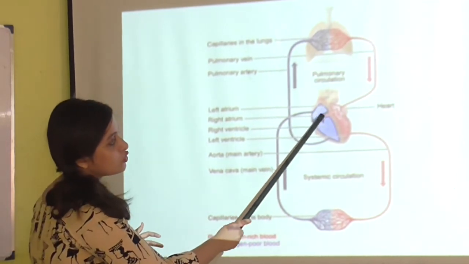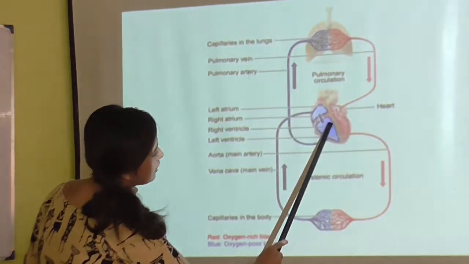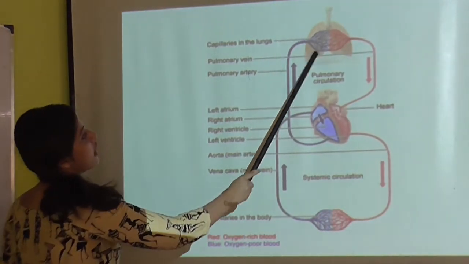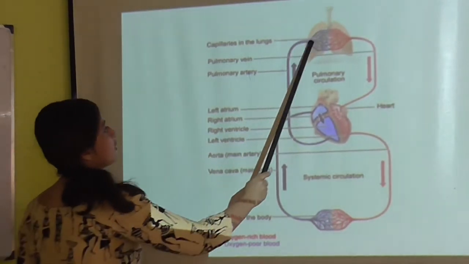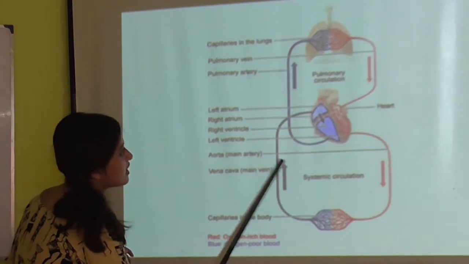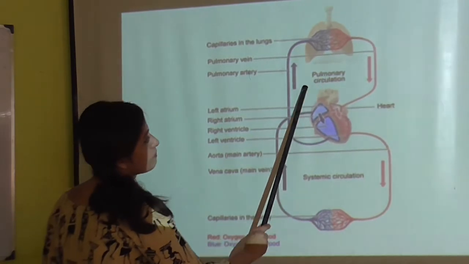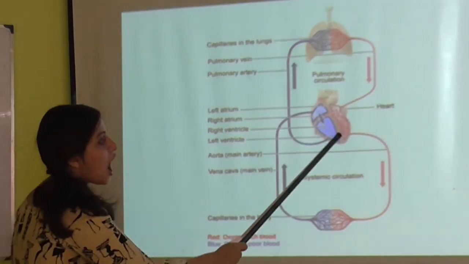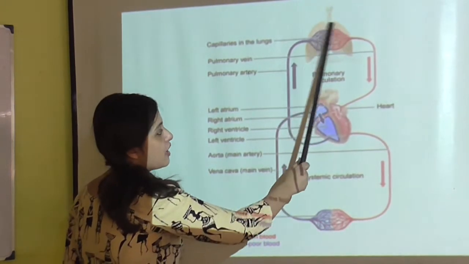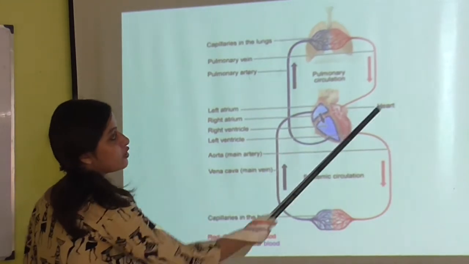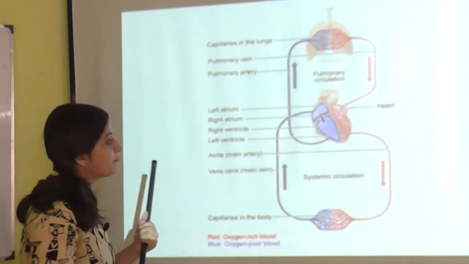They are going to the atrium, to the ventricle, and from the ventricle it is going to the lungs. It is going to the lungs for filtration, and from the lungs it is returning back to the heart. This particular circulation is known as pulmonary circulation, from the heart to the lungs, then again from the lungs back to the heart.